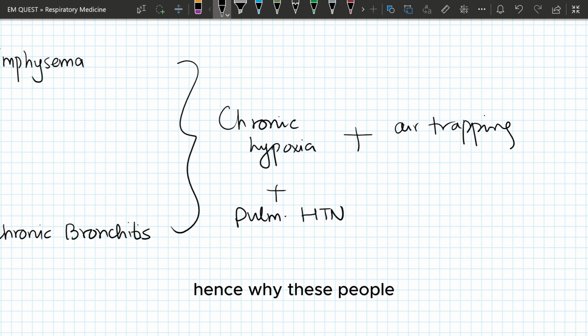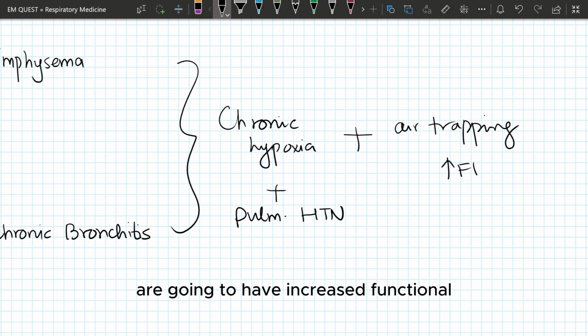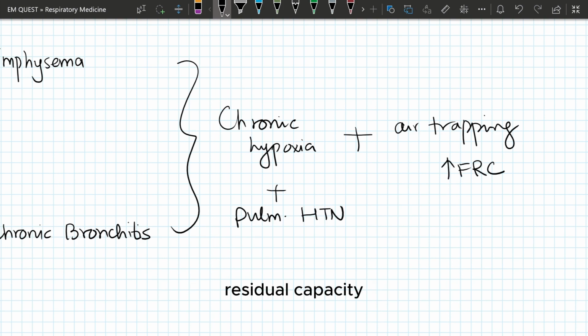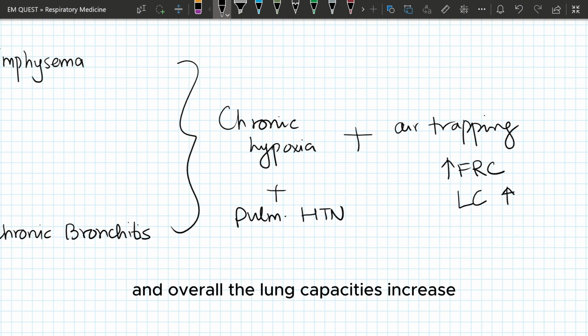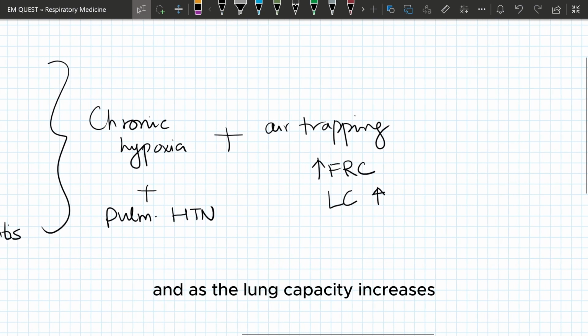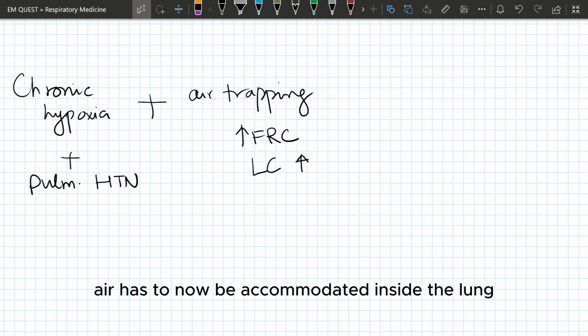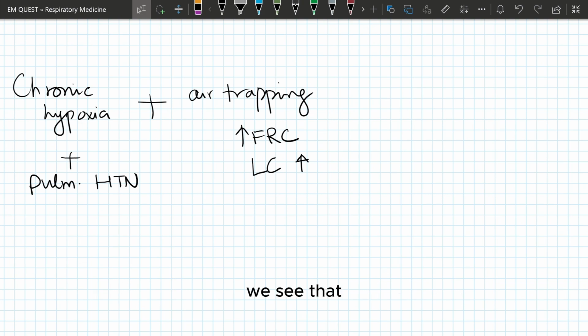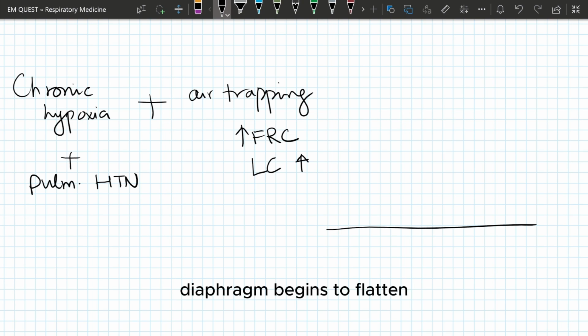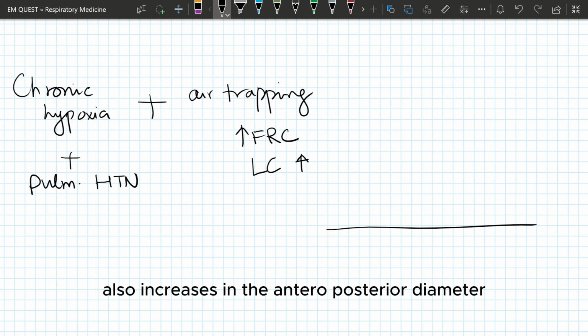Hence these people are going to have increased functional residual capacity, increased residual volume, and overall their lung capacities increase. And as the lung capacity increases, because this increased air has to now be accommodated inside the lung, we see that the diaphragm begins to flatten. And sometimes in some patients, the rib cage also increases in the anteroposterior diameter.